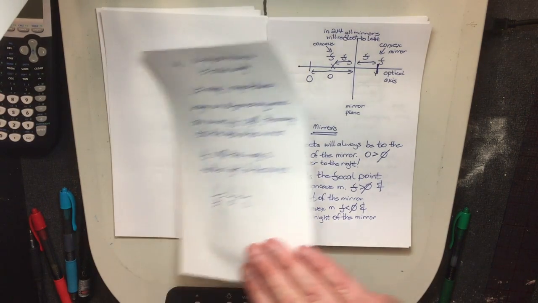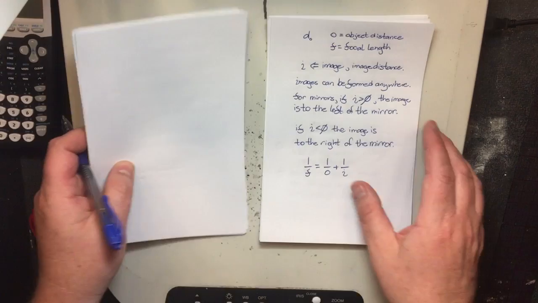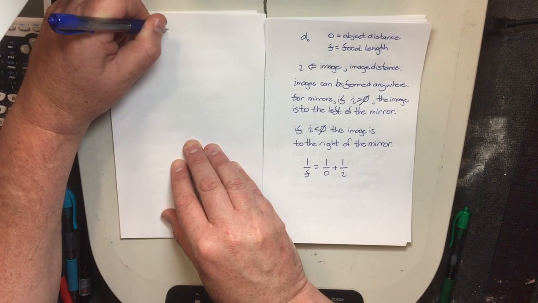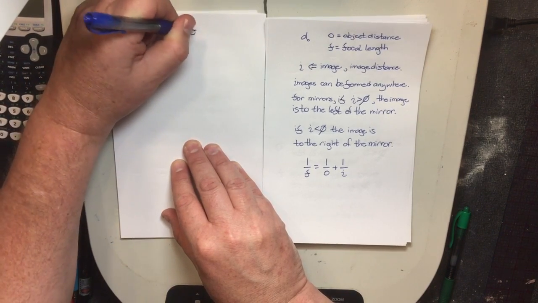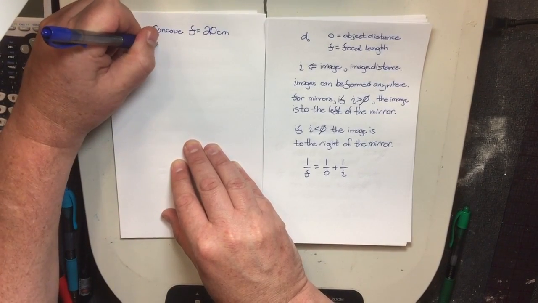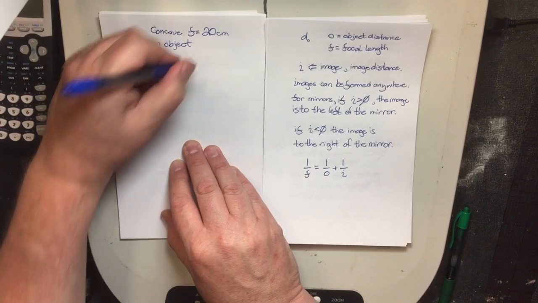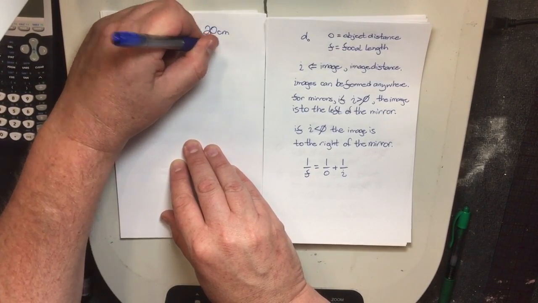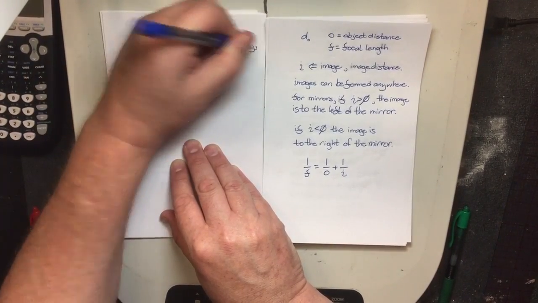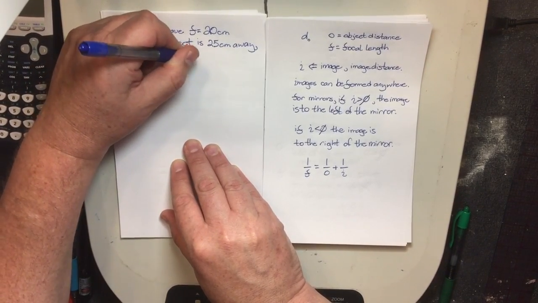So let's do a simple mirror. We'll use a concave mirror where the focal length is 20 centimeters. An object is 25 centimeters away. Where is the image?